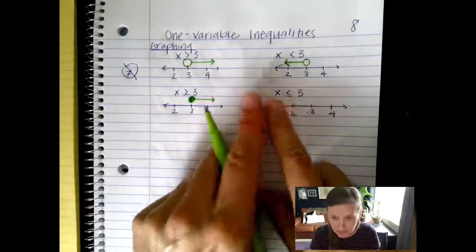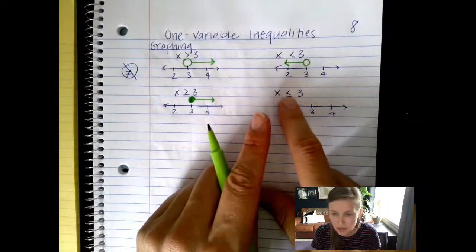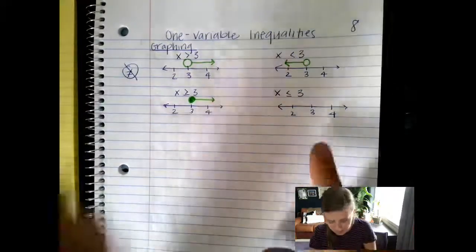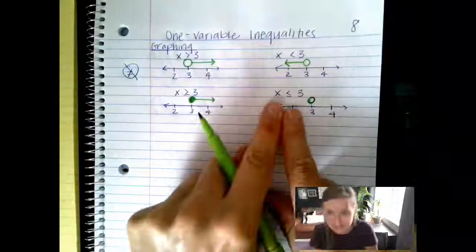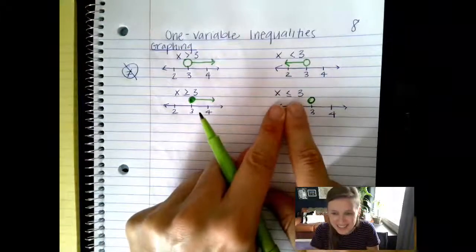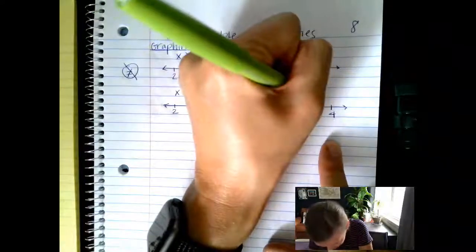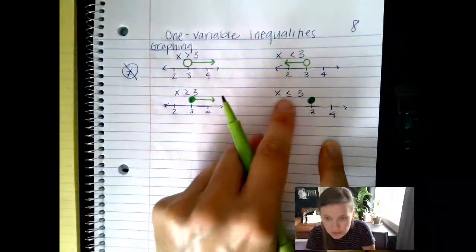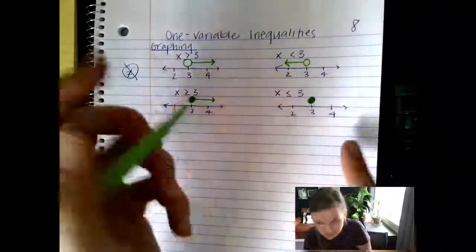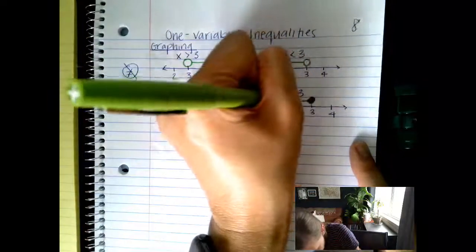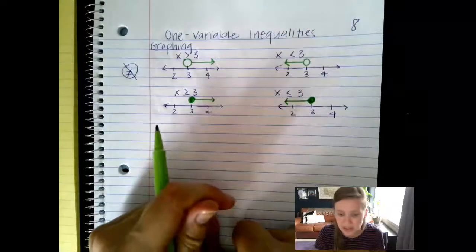And then finally our last one, x is less than or equal to 3. So I'm going to shade in my solid circle to show that equal sign. And then I'm going to draw an arrow to the left, showing all values less than 3.